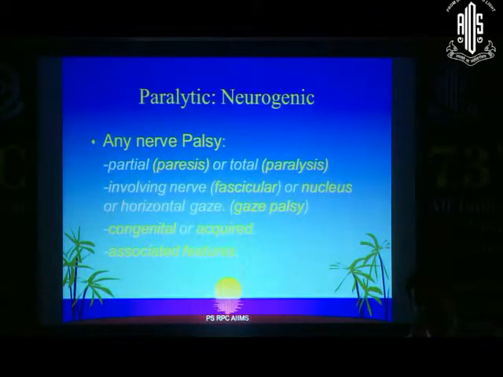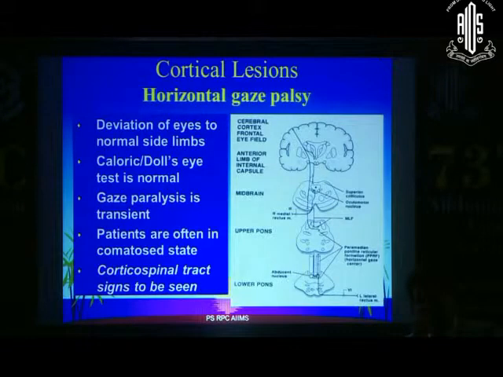In the neurogenic type, it may be a paresis, which is partial, or it may be total, which is known as paralysis. If it involves the nerve, then it is fascicular, or if it involves the nucleus, then it is called a nuclear nerve palsy. And sometimes it may involve a gaze palsy. It may be congenital or acquired, and their associated features will distinguish the localization.